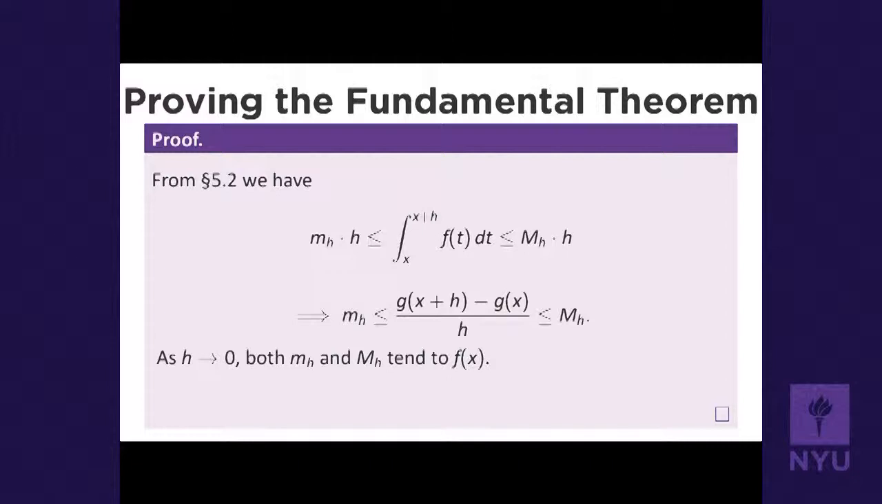So because of the squeeze theorem, this thing also has to go to f of x, which is exactly what we wanted. The limit as h goes to 0 of the difference quotient of g is f of x. So the derivative of g is f of x. Okay? Now this point is actually kind of confusing until you draw it. So I have a nice drawing here.